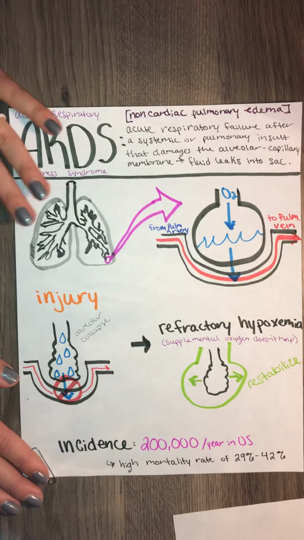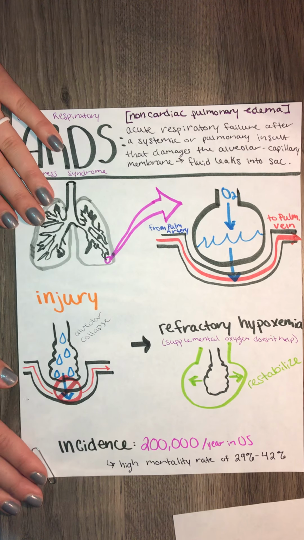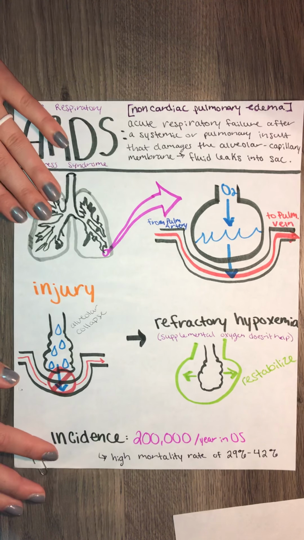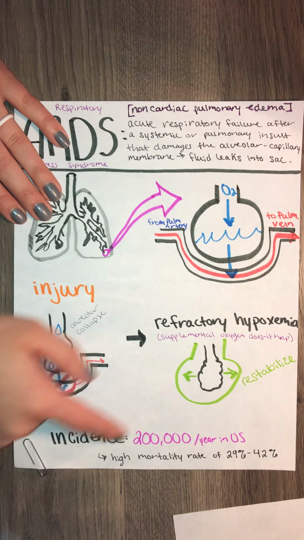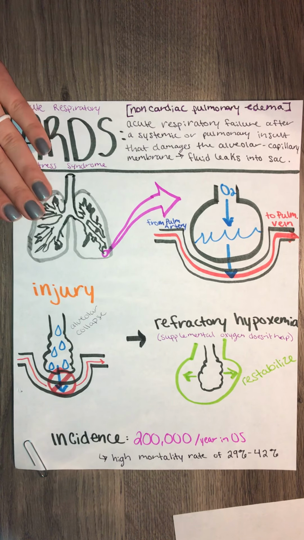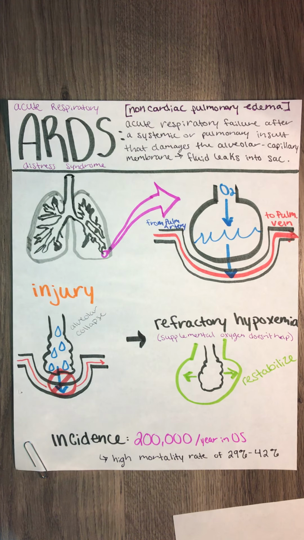The incidence is 200,000 cases per year in the United States, and it has a high mortality rate of 29 to 42%, and that's just going to depend on the comorbidities of the patient.